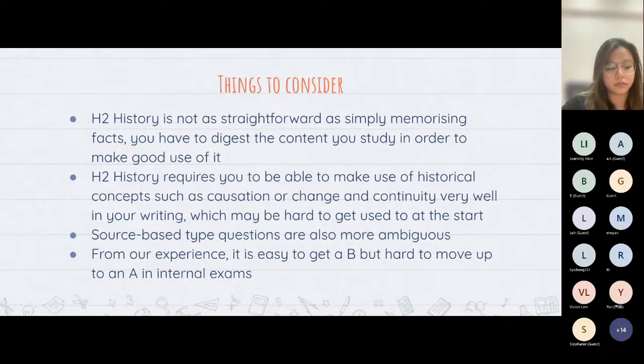And the second point is what Clarice has already mentioned, which is that H2 history requires you to make use of different historical concepts and not just causation. And that might be difficult to get used to at the start.